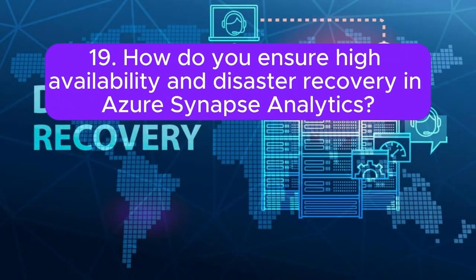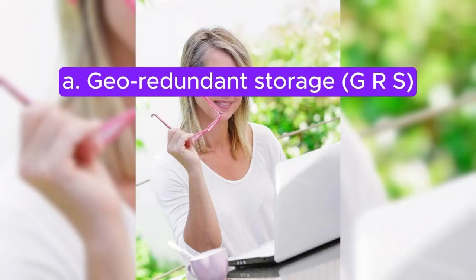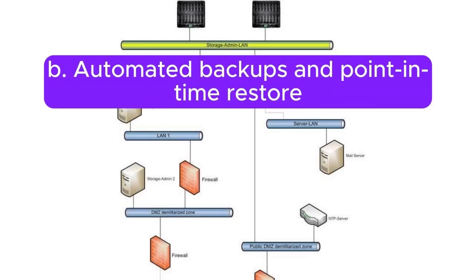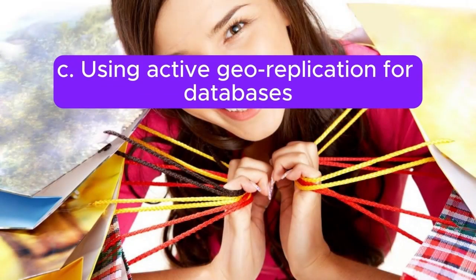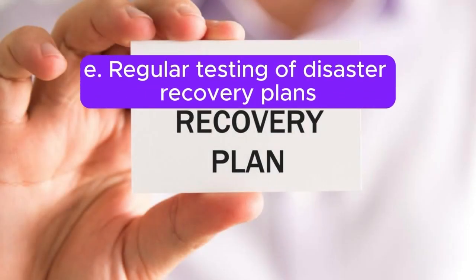19. How do you ensure high availability and disaster recovery in Azure Synapse Analytics? Answer: Ensure high availability and disaster recovery through A. Geo-redundant storage (GRS). B. Automated backups and point-in-time restore. C. Using active geo-replication for databases. D. Implementing failover strategies. E. Regular testing of disaster recovery plans.